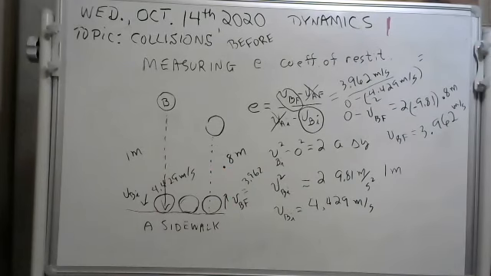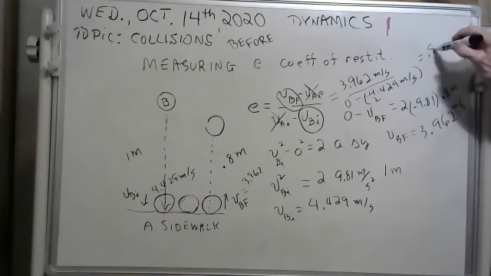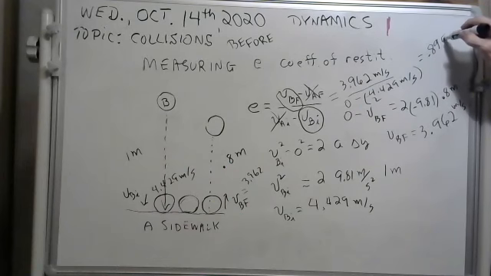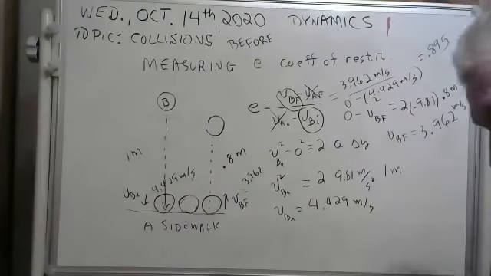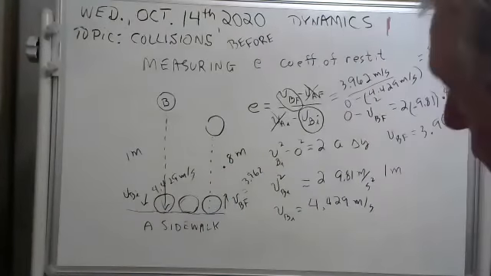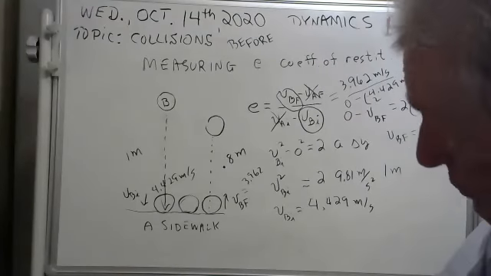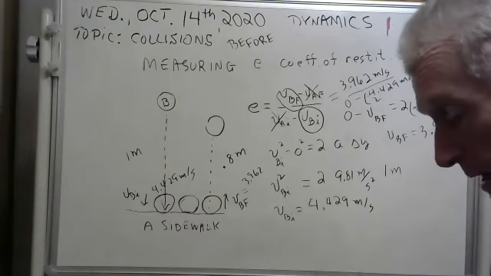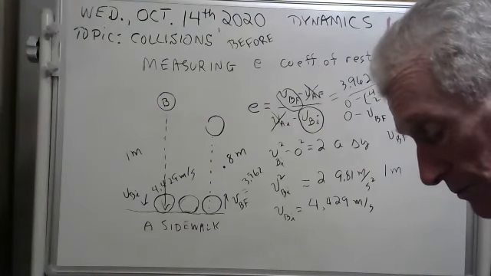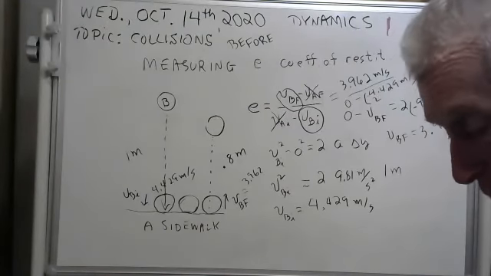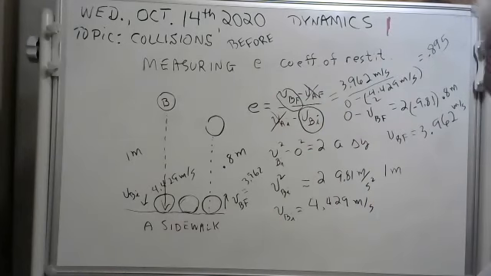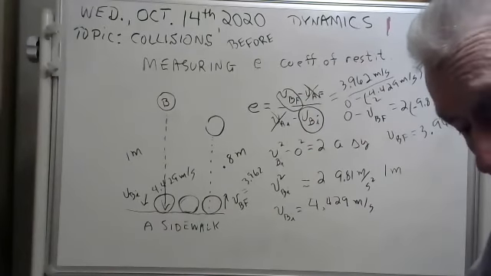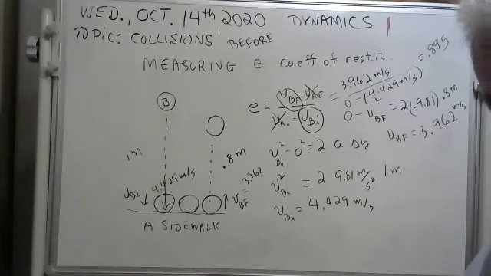It is 0.895. I got 0.89. If it was a perfect collision, that coefficient would be 1. But it's not perfect. It's pretty close, 0.89. That's pretty darn good. I've shown you how to measure the coefficient of restitution. All you need is a tennis ball and a sidewalk.